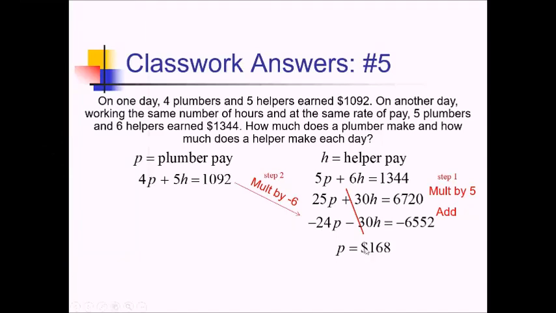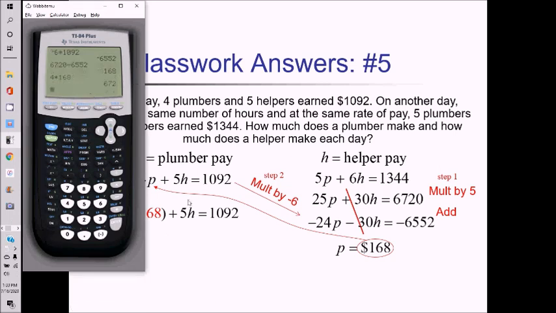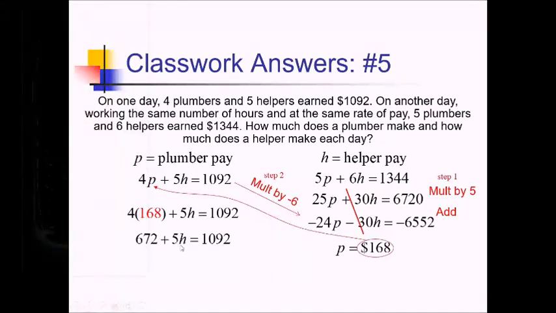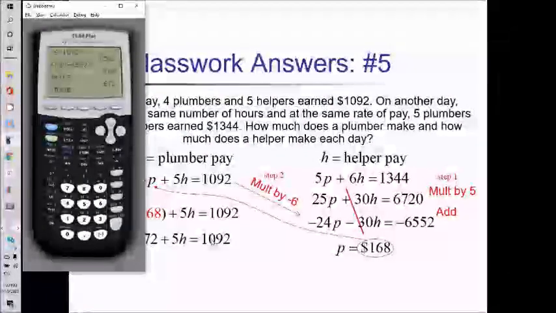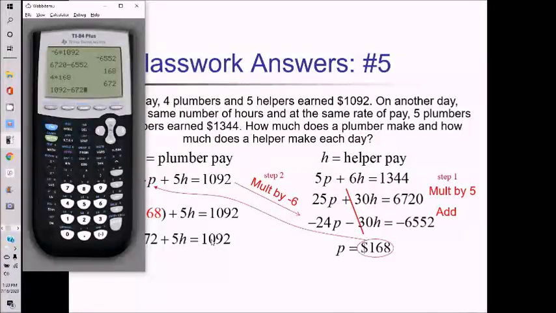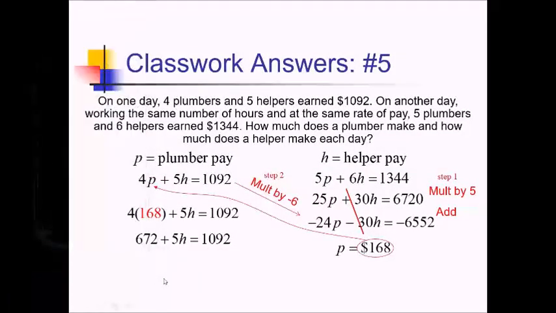To figure out how much the helpers are getting paid, let's plug in 168 for P, and I'll do that in this equation over here. I could have also used the second equation, but there's more space over here. So we have 4 times 168 plus 5H equals 1092. Multiplying 4 and 168 comes out to 672. Then I subtract that from 1092. So 1092 minus 672 is 420.